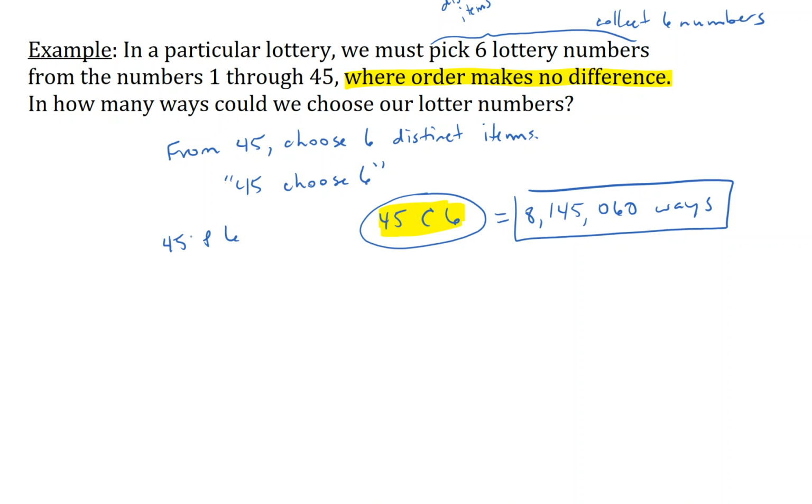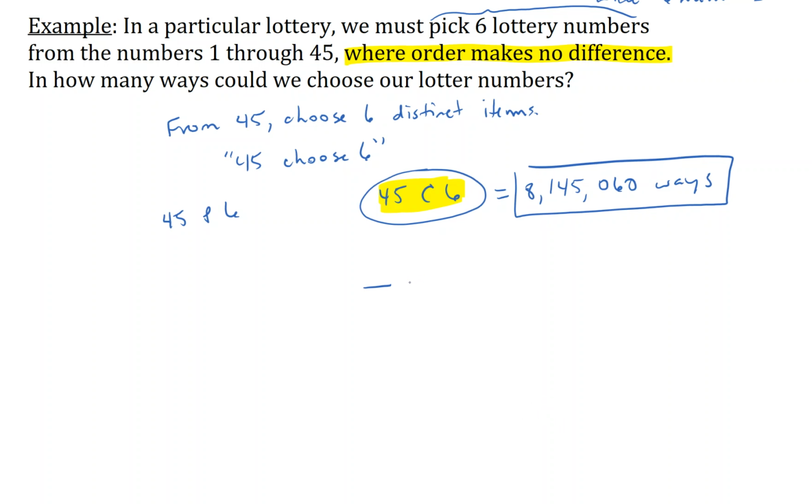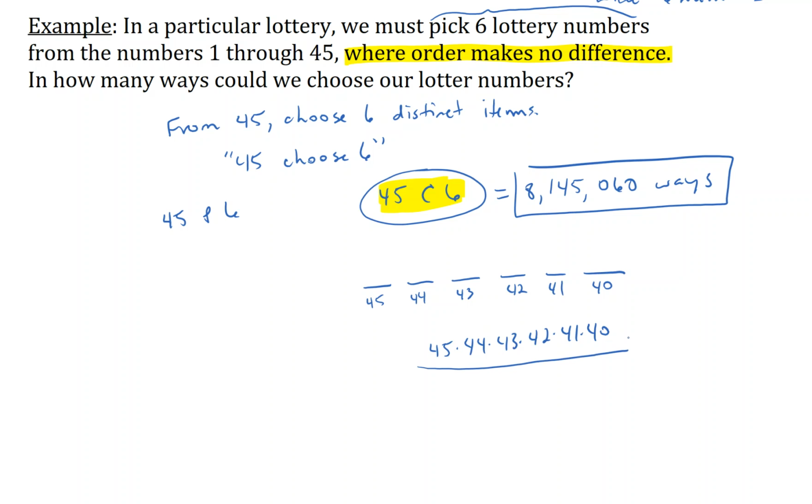But if you want to look at it another way, you need to pick 6 lottery numbers: 1, 2, 3, 4, 5, 6. You've got 45 choices for your first, 44 for your second, 43, 42, 41, and 40 for your sixth. So that's 45 times 44 times 43 times 42 times 41 times 40. But this is all the permutations, where the order matters. So we have to divide by the duplicate lottery numbers. Since we're choosing 6 numbers, there are 6 factorial duplicates.